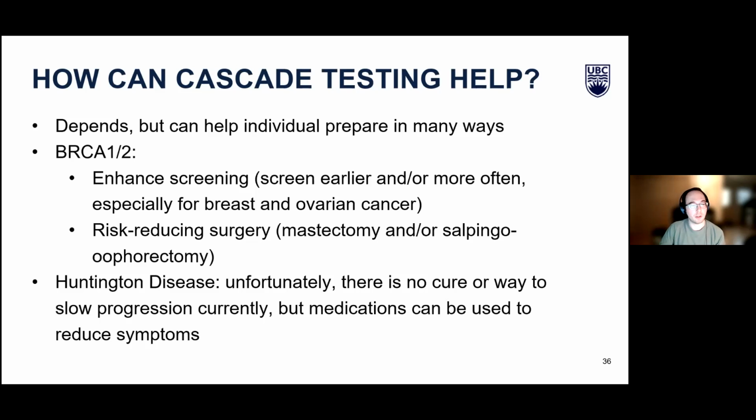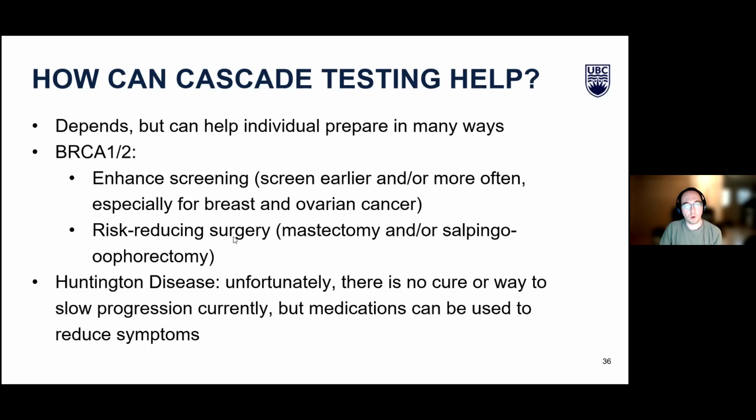For example, with BRCA1 and BRCA2, say a woman's mother was diagnosed with a BRCA1 or 2 mutation, and then through cascade testing, they were found to have that same mutation. They could start to have increased screening. So they could go for screening more regularly, or they could start their screening for things like breast cancer and ovarian cancer earlier in life to hopefully find those cancers earlier.